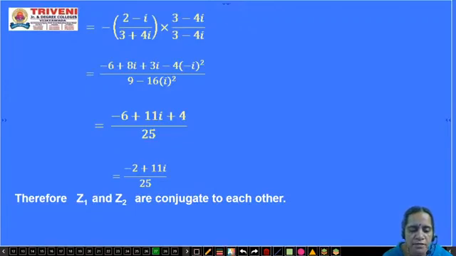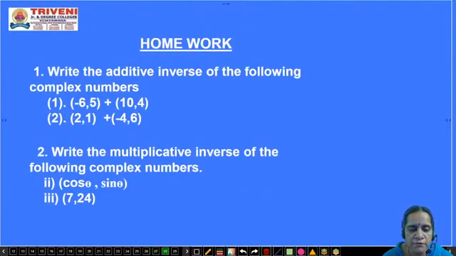Already we know the definition of the conjugate. Z1 is equal to a plus ib. The conjugate of Z1 is equal to a minus ib. Okay, and then for this we have found that Z1 and Z2 are conjugate with each other. Then we have to solve some problems.